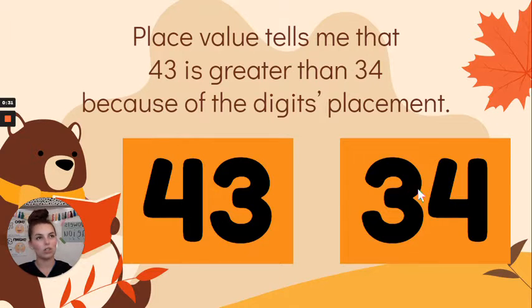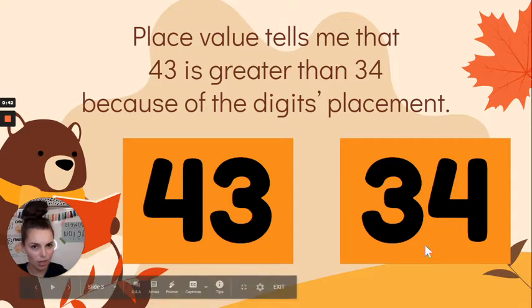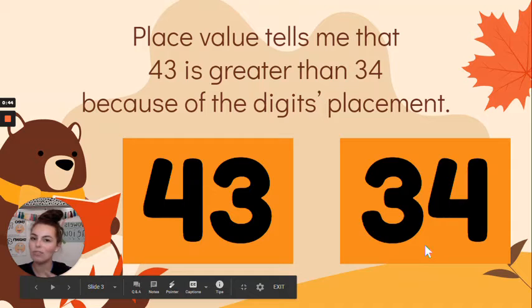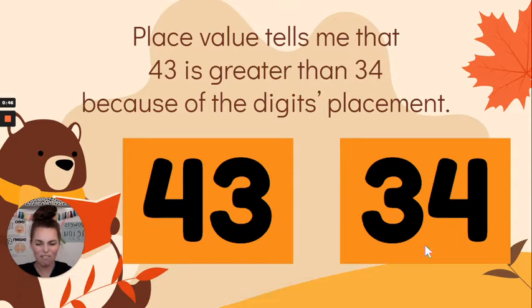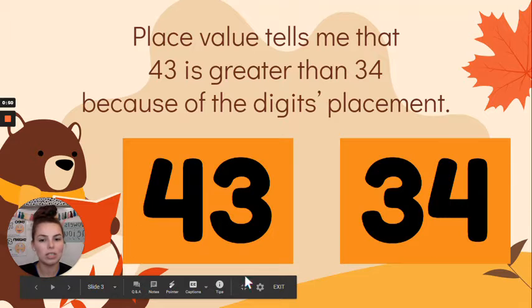So place value will be able to tell me that 43 and 34 are not the same number. Now Miss Six, but both of these numbers have a 3. Both of these numbers have a 4. How are they different? I want you to look on your screen right now. How are these numbers different?